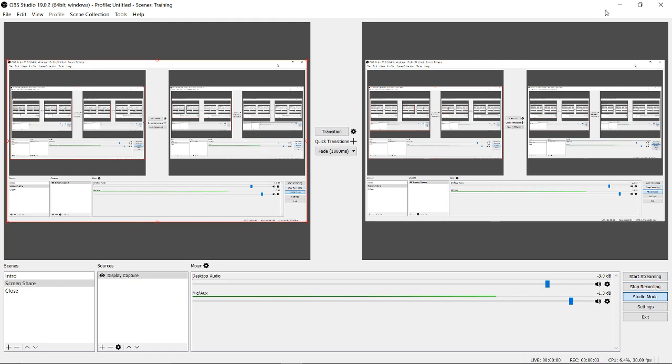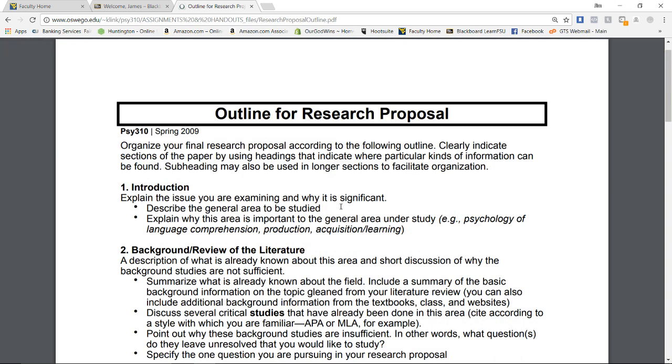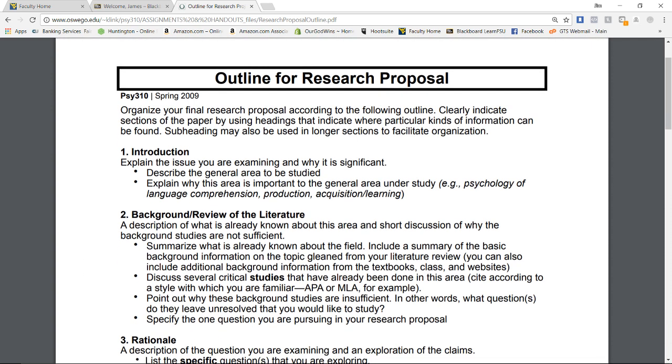Okay, students, I thought in lieu of having class today, I would go ahead and find an outline of how a research proposal should look. And so here it is. I'm going to post this along with the video that I'm doing right now under video guides, so that you can find both of these things in one place: this page itself, as well as this video that I'm discussing. So here's your outline for a research proposal.